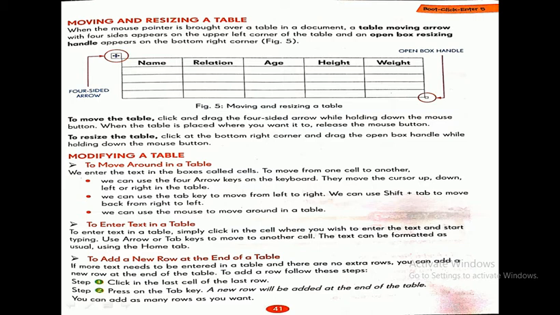To enter text in a table, simply click in the cell where you wish to enter the text and start typing. Whatever text you want to enter, you can enter. Use arrow or tab keys to move to another cell.